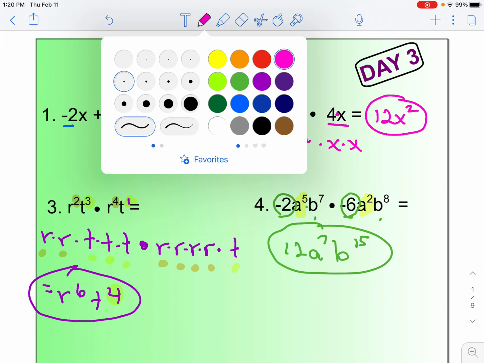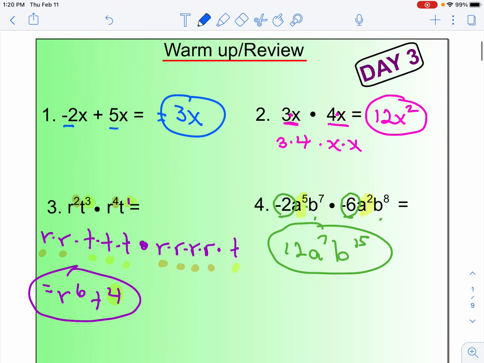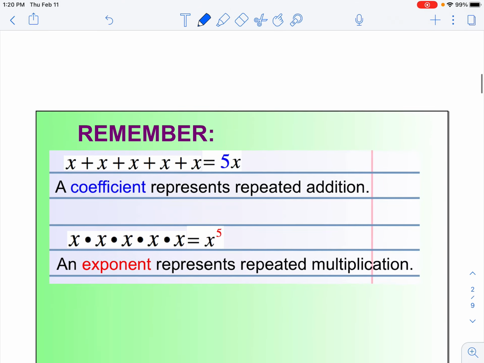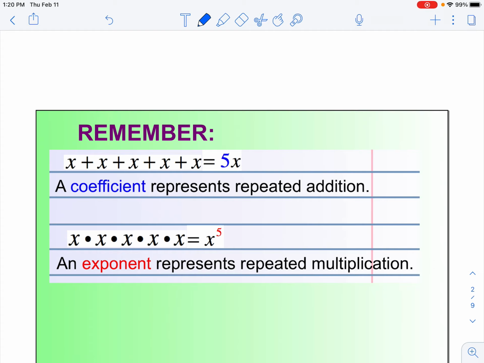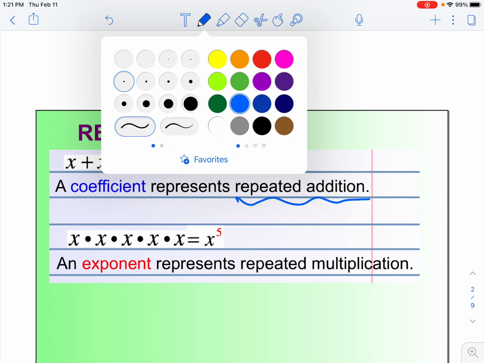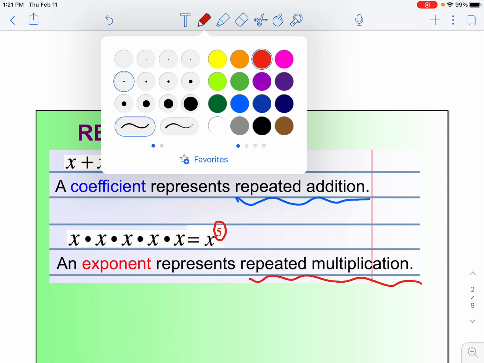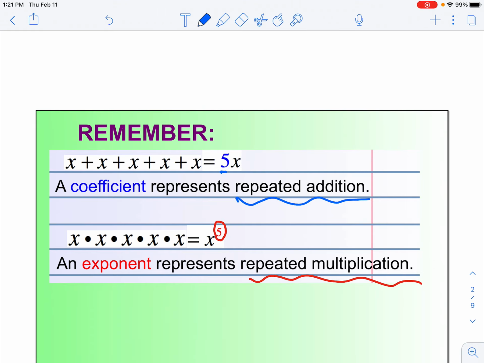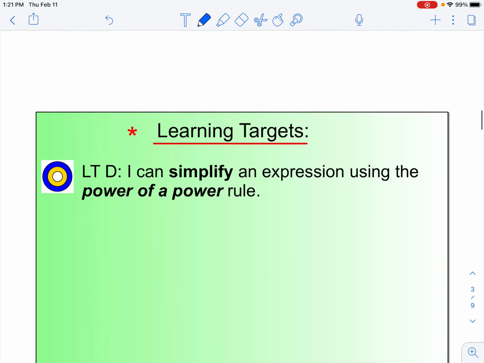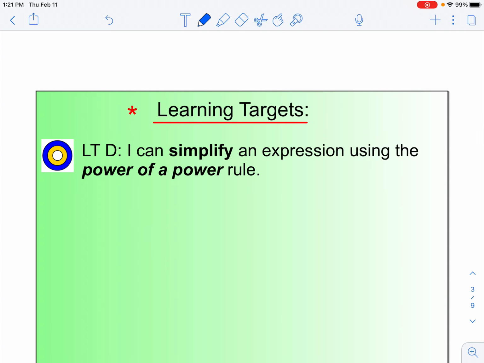And again, this is all trying to demonstrate this first idea: remember that when the coefficient is in front, that represents repeated addition. So you're adding the same number over and over. When the number is the exponent, right here, that represents repeated multiplication. So in today's work, we are going to work on a power raised to a power. Something like 2x squared raised to the 3rd power. So power to a power.